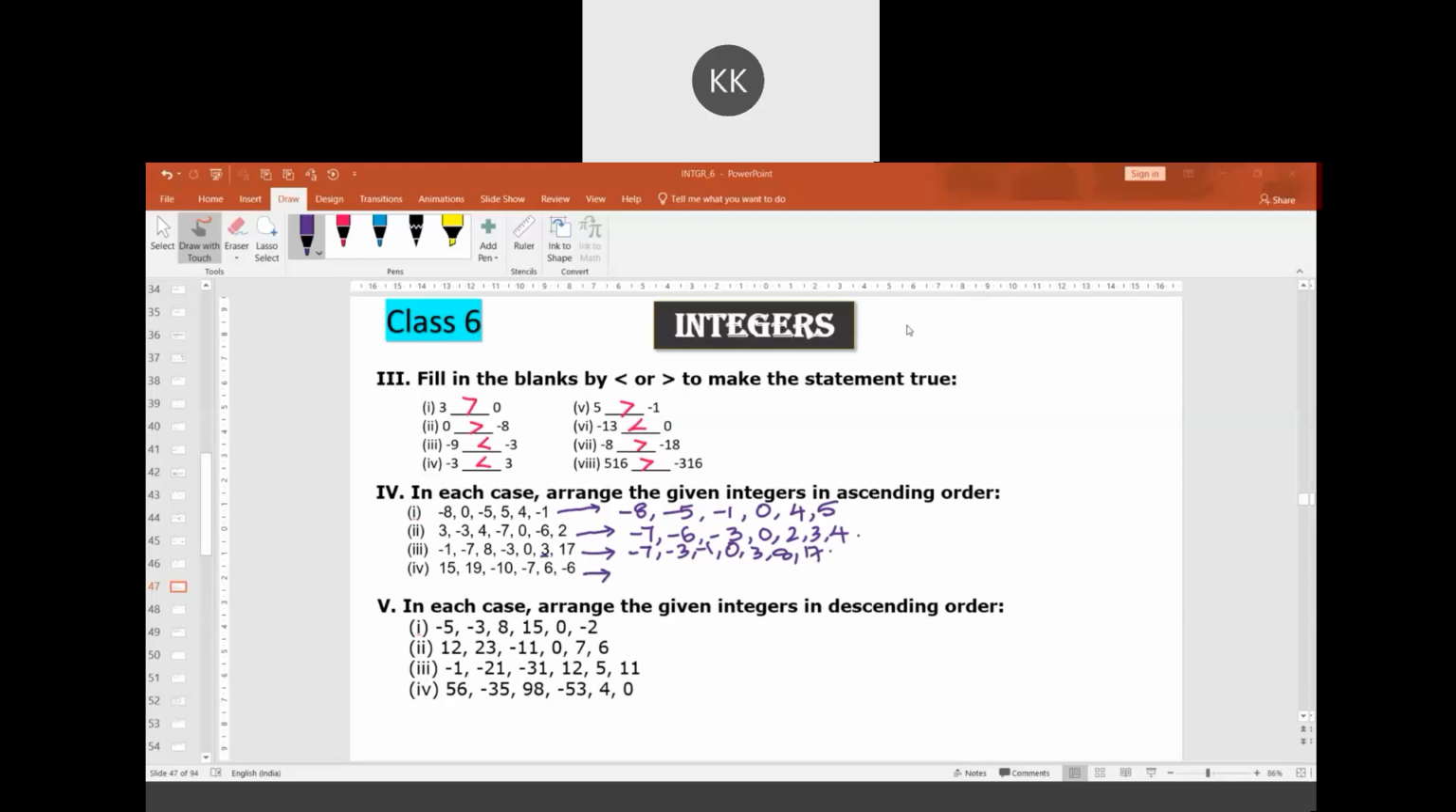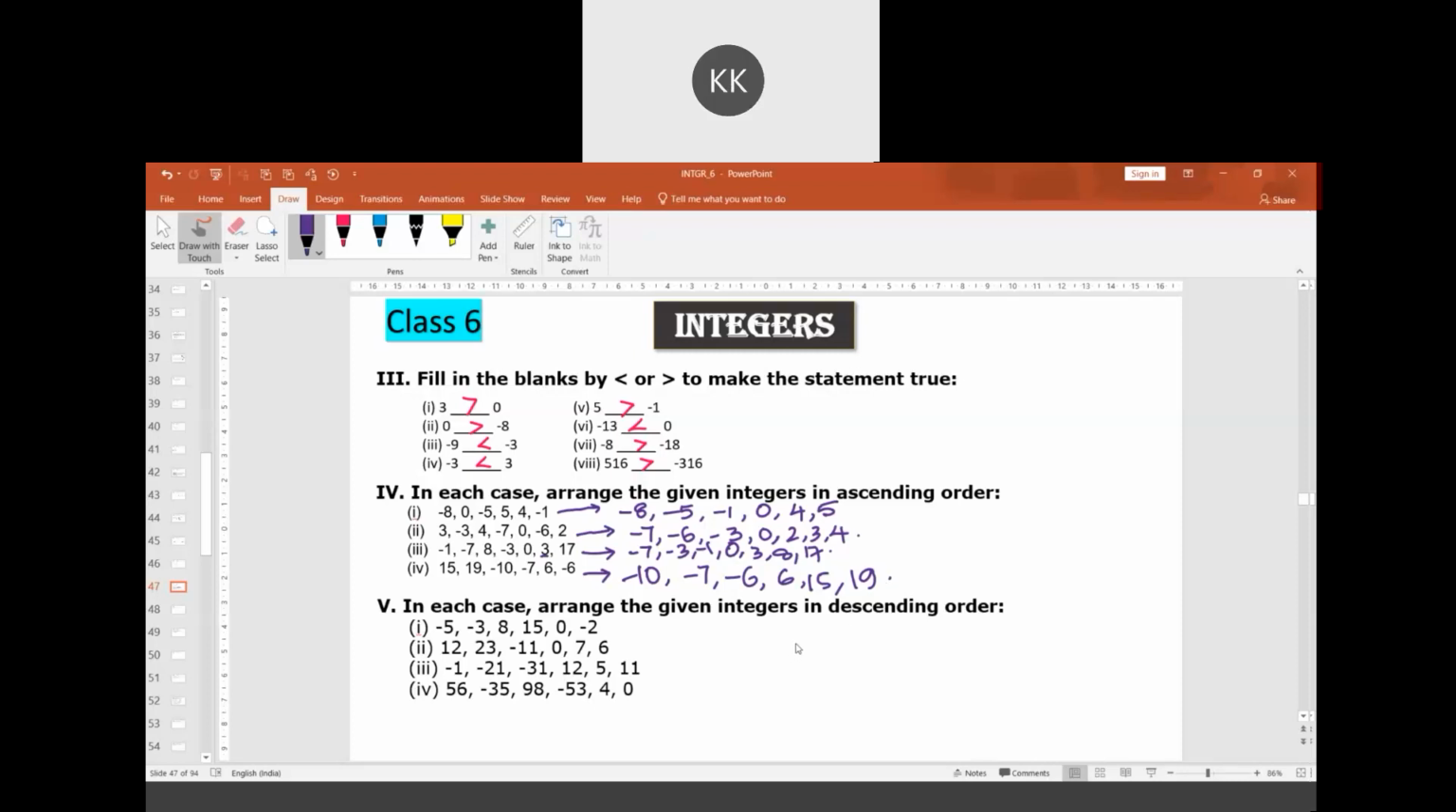Yes, one more person can tell. Bonesh, yes. -10, -6, -7 is also there. So -7, -6. Plus 6, plus 15, plus 19. Don't say plus 19, it's only 19. Whenever we have a positive integer, we don't mention positive, we'll just mention the number.